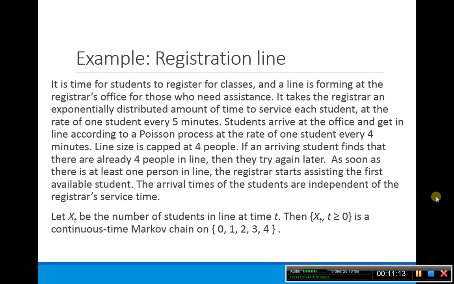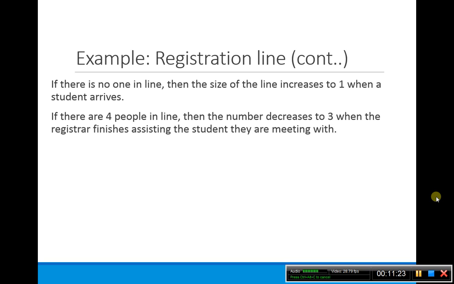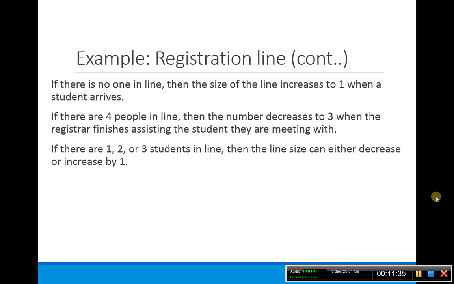Then X_t is a continuous time Markov chain. If there's no one in line, then the size of the line increases to 1 when a student arrives. If there's 4 people in line, then it can only decrease to 3 whenever the registrar finishes. And if we're anywhere between 0 and 4, so if we have 1, 2, or 3, then we can either decrease if the registrar finishes, or we can increase if a student arrives.